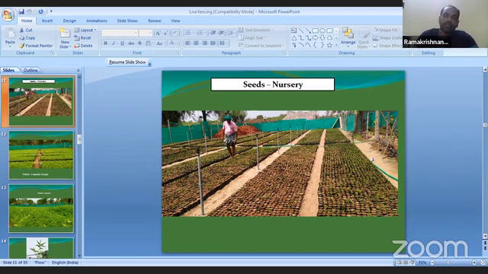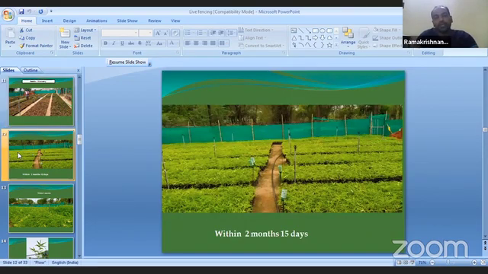Then they put the seeds in each and every poly bag, three or four seeds per poly bag. First we sow the seeds in the poly bag. They germinate within 5 days. Once the seeds are germinated, within 2 months, 15 days or so, we are making plant material.